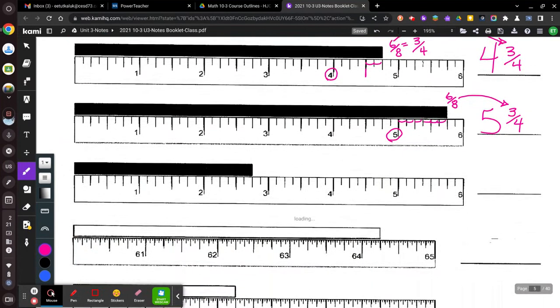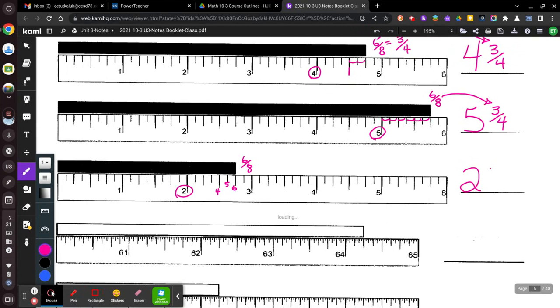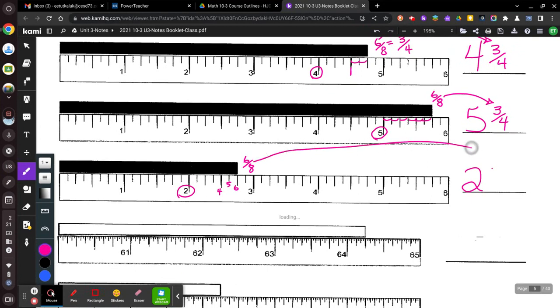Okay, next one, same thing. Well, here's my number 4. There's a 5. There's a 6. We hit 6 out of 8 again. And this time we start with the number 2 in front. Okay, my 6 out of 8 turns into what? 3 out of 4. Okay, my 6 out of 8 becomes 3 out of 4.